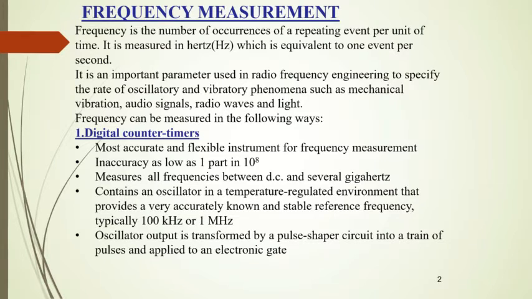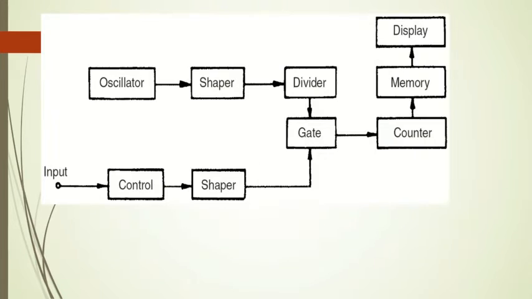I'm going to take you through the ways of measuring frequency, that is digital counter timers, phase locked loop, and a stroboscope. Let me take you through the digital counter timers first. This is the most accurate and flexible instrument for frequency measurement. It has an inaccuracy as low as 1 part in 10 to the power 8, and it measures all frequencies between DC and several gigahertz. This is how it looks.